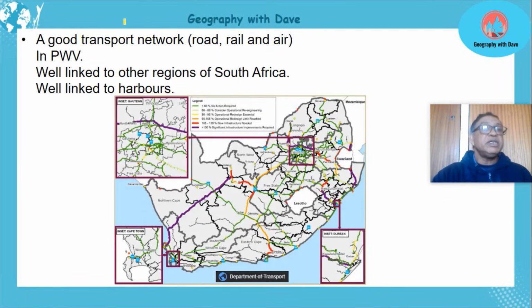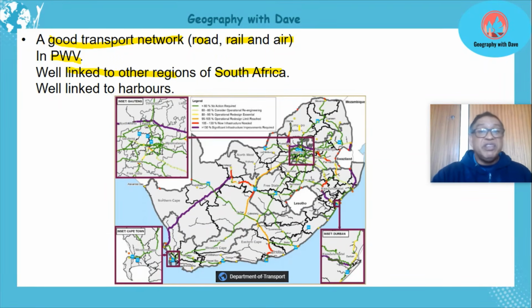The next point, a good transport network. In fact, an efficient transport network, whether it's road, rail, air, there is enough transport in the PWV. Okay, that's one thing. Plus, another positive factor, learners. You must know that we can't just look at the PWV as such and say, excellent, because the PWV wants to sell to other areas. So it's well linked to other regions in South Africa.